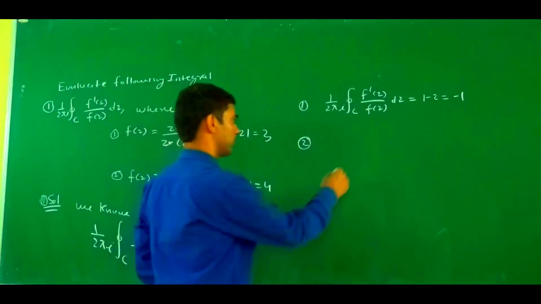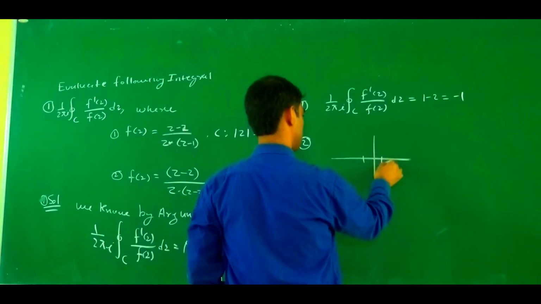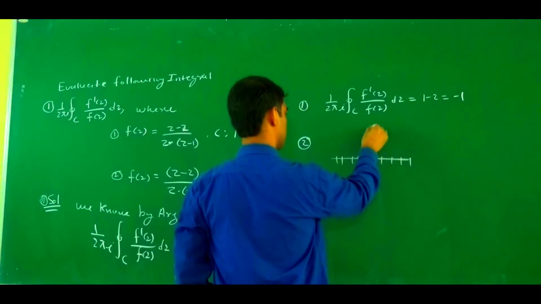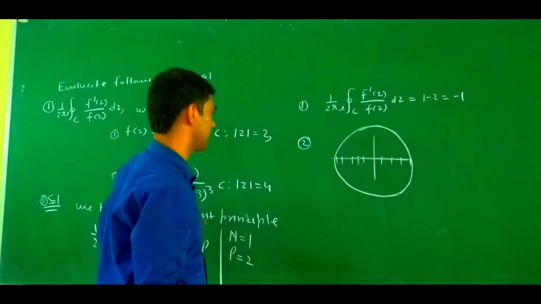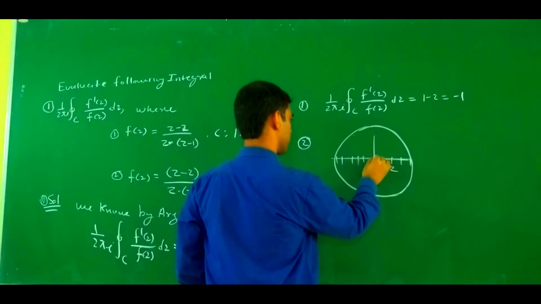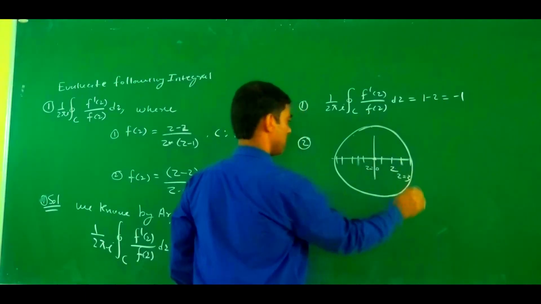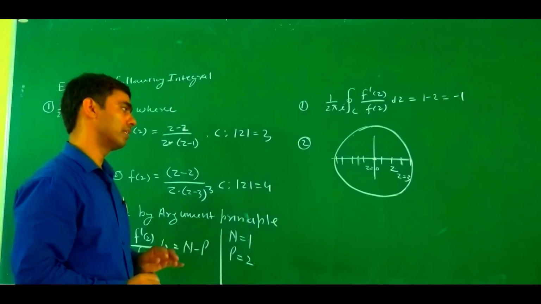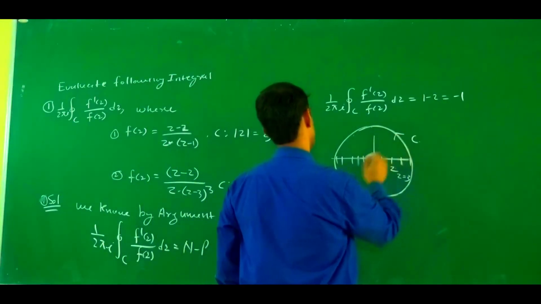In the second question, what is C? C is the set 1, 2, 3, 4. And what are the zeros? Zeros is at z equal 2. And what are the poles? Poles are at z equal 0 and z equal 3. So all the poles and zeros lie inside the contour C.